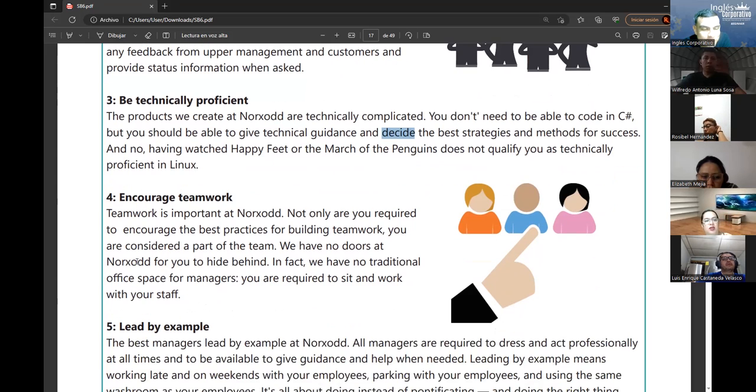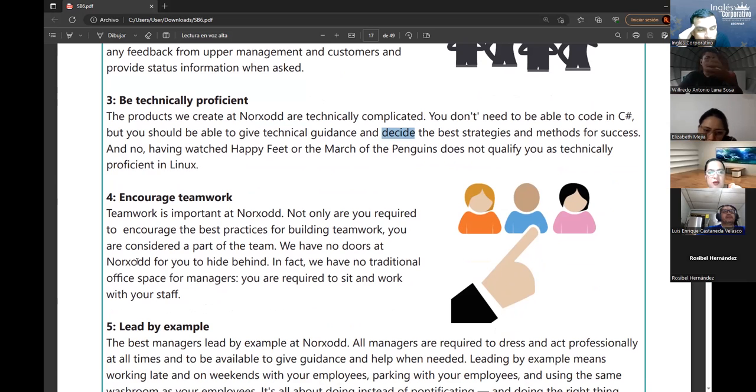Encourage teamwork. Teamwork is important. At Norxal, not only are you required to encourage the best practices for building teamwork, you are considered a part of the team. We have no doors and no floor for you to hide behind. In fact, we have no traditional office space for managers. You are required to sit and work with your staff.